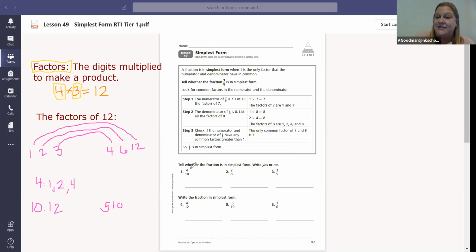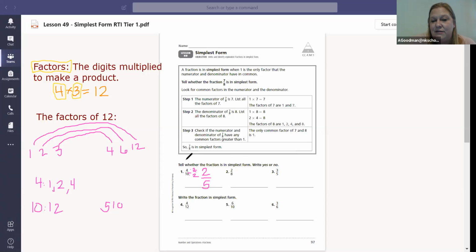Just like on the last lesson, I divided by 2, then they were both even still, so I divided by 2 again. If I would have listed out the factors, then I would have only had to do one problem. So dividing the top by 2 and the bottom by 2. So that would be 4 divided by 2 is 2, 10 divided by 2 is 5. So 2/5 is the simplest form of that fraction.